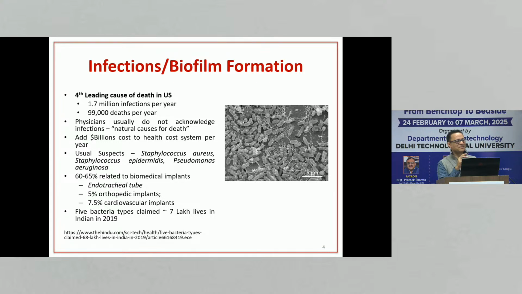So I was looking for some numbers from India, and I found this, and here is the Hindu link if you want to look into it. Five bacteria types claimed approximately 7 lakh lives in India in 2019. So, 7 lakhs.